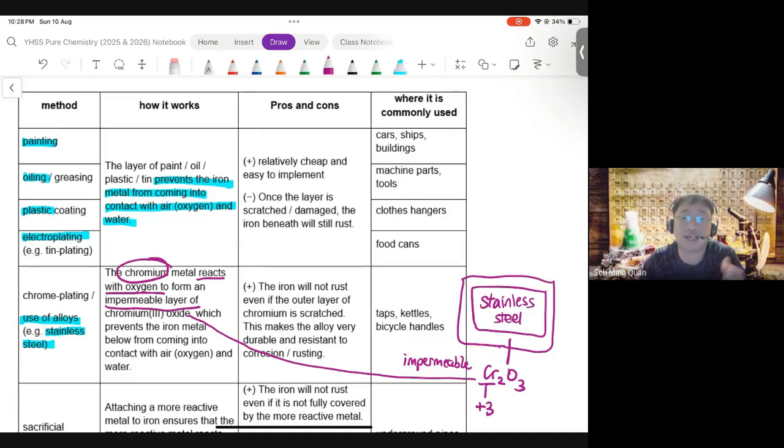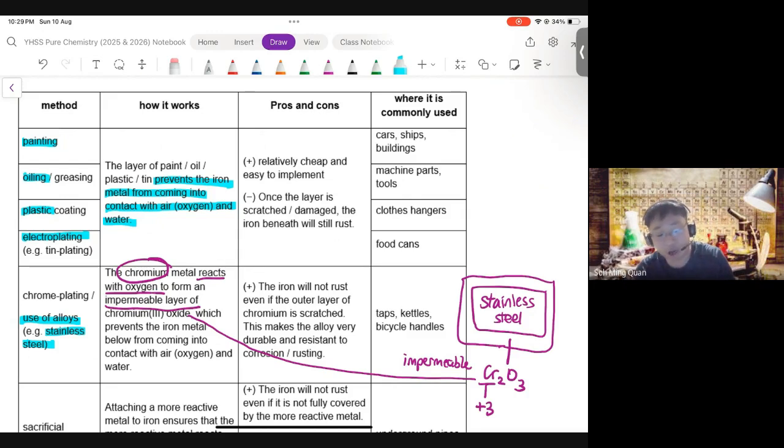So the whole idea is this layer of Cr2O3 is impermeable. Therefore, water and oxygen cannot pass through it. It prevents the iron metal below from coming into contact with oxygen and water. Okay? Now, the great thing about this layer is that even if it's scratched off, the chromium below immediately reacts to form back the oxide layer.